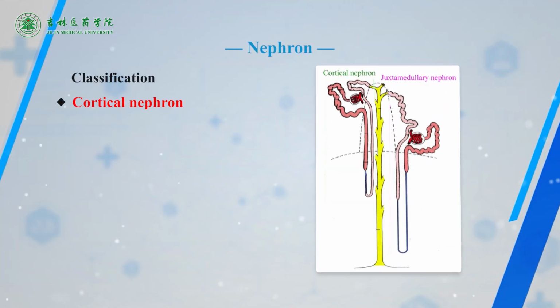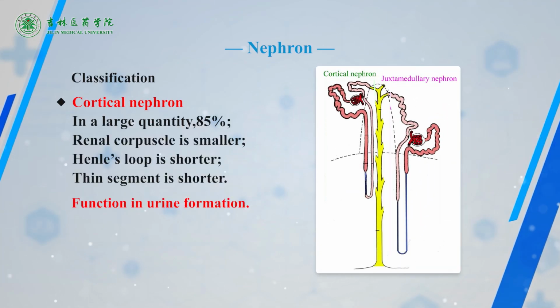The nephron is the structural and functional unit of the kidney. Approximately 85% of all the nephrons are located in the cortex, named cortical nephrons. Renal corpuscle is smaller, henle loop is shorter, thin segment is shorter. Cortical nephrons are involved in the urine formation.